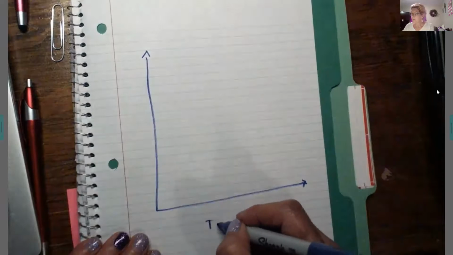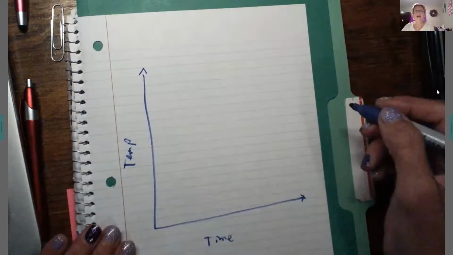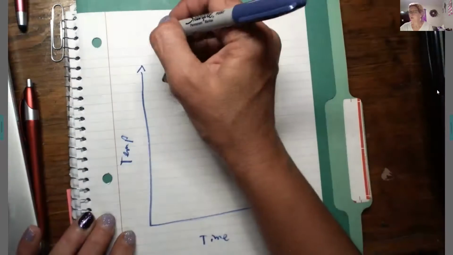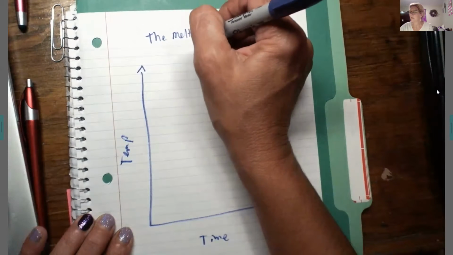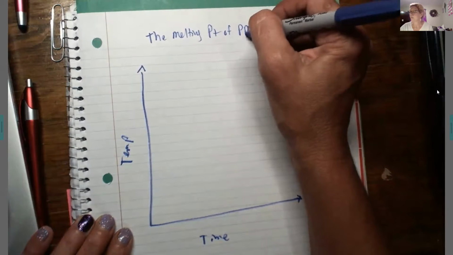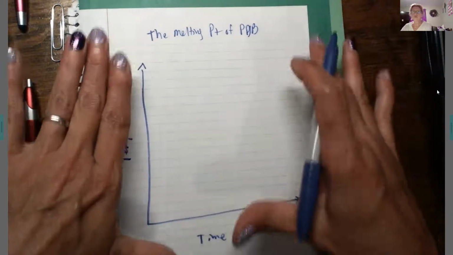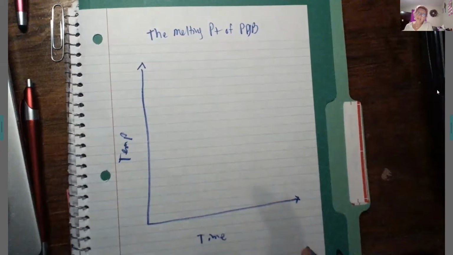All right, so we're going to graph time versus temperature. And every graph has a title. You got to make sure you put the title, the melting point of PDB. And you're going to make this nice and neat. We're going to do like a draft first. We're going to do a first run of this so you can get the hang of it. And then you're going to have a nice, pretty one in your lab notebook.